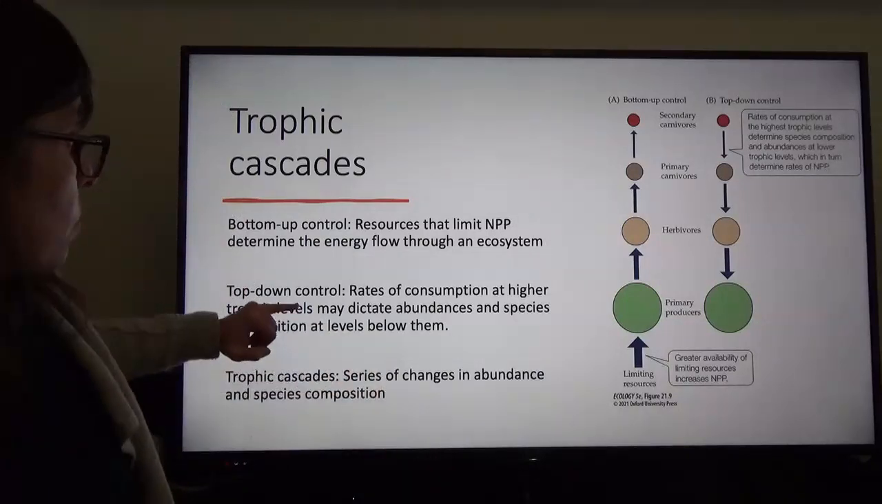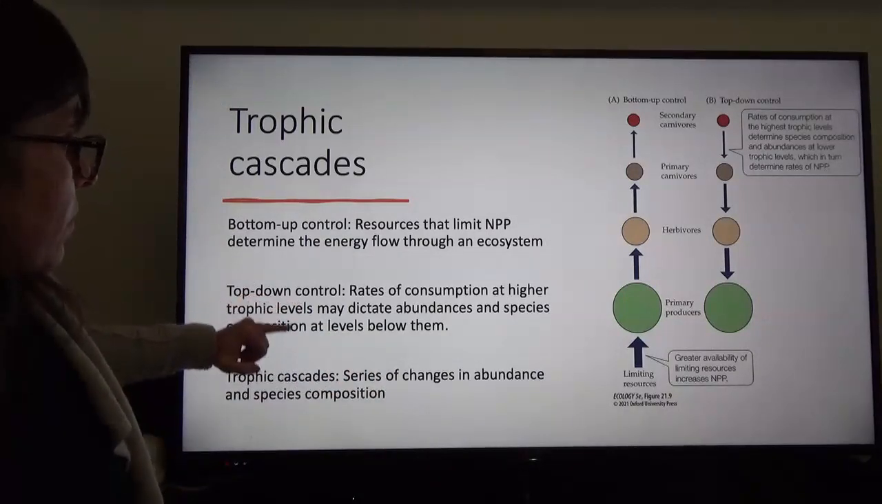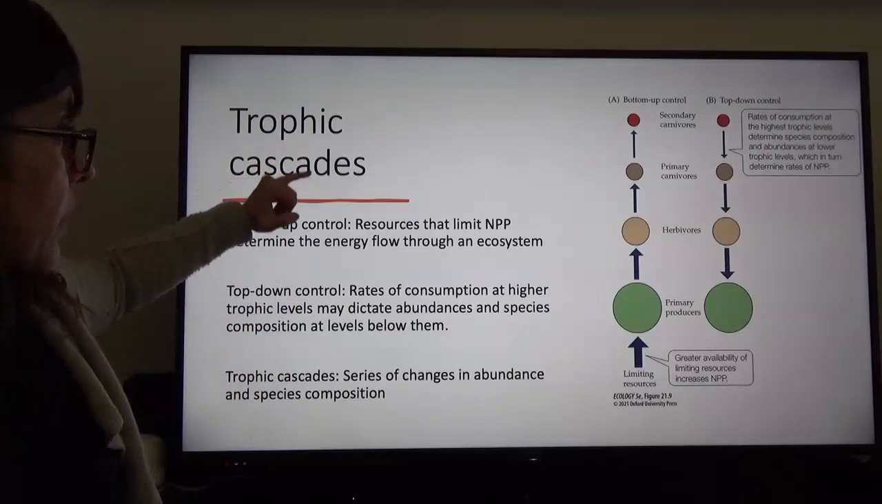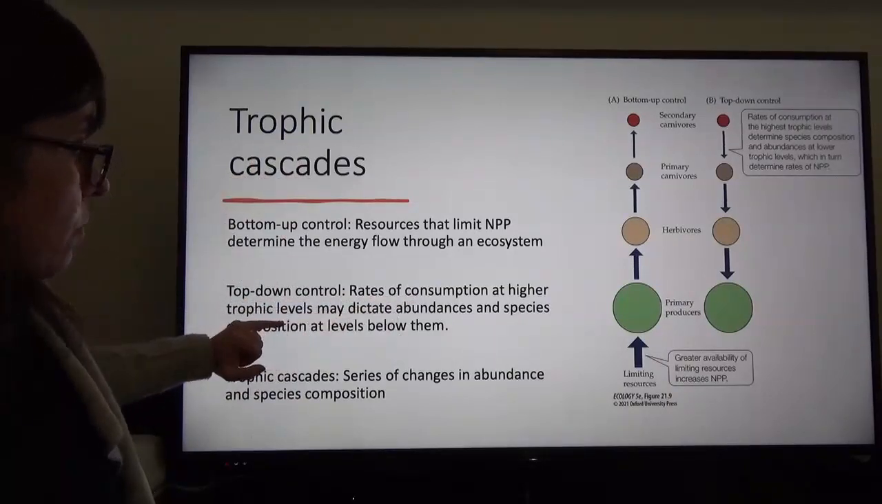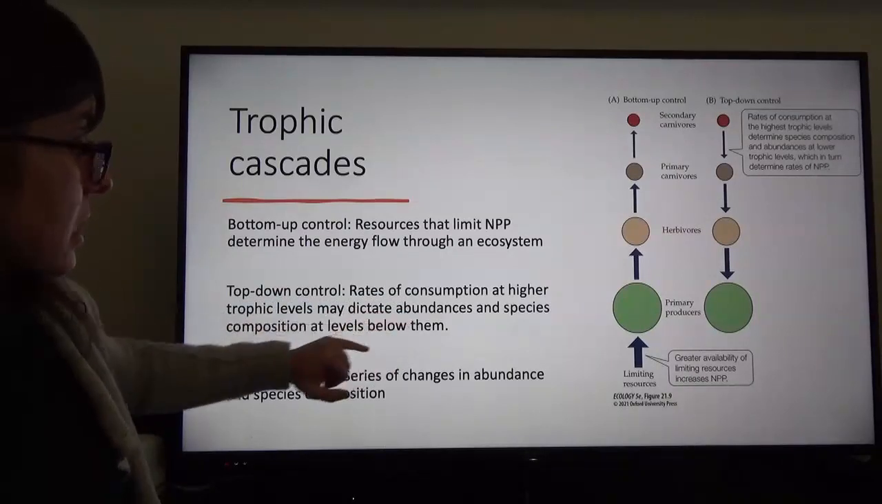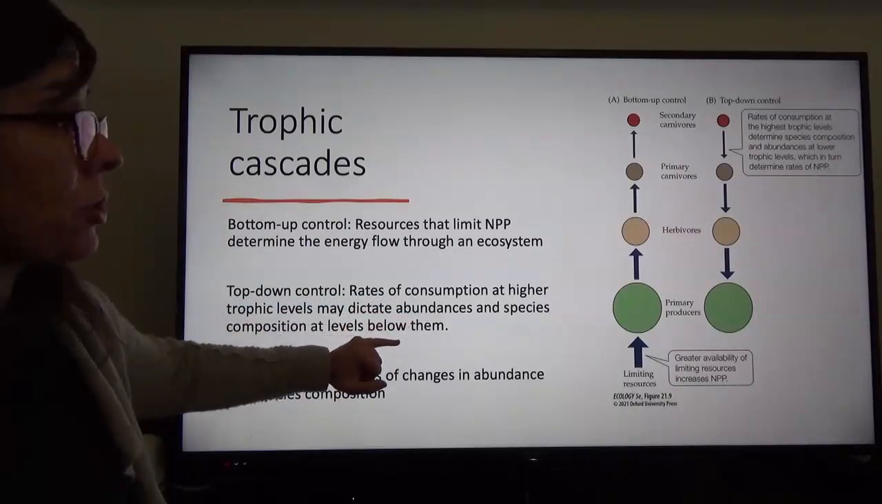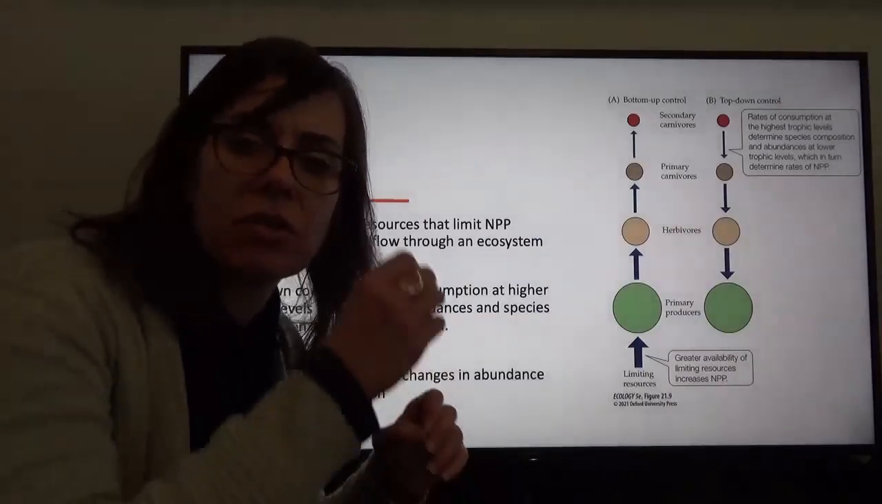So we can talk about different ways that trophic cascades can happen. One is through top-down control, where the rates of consumption at higher trophic levels may dictate abundances and species composition at levels below them. And so that example of the sea otters is a great one.